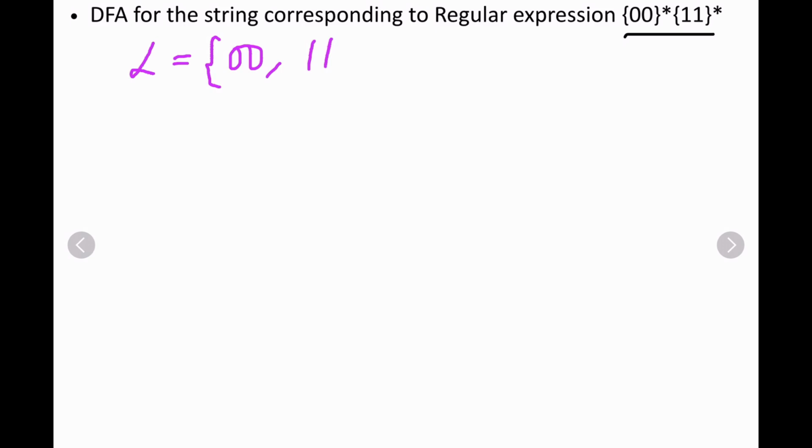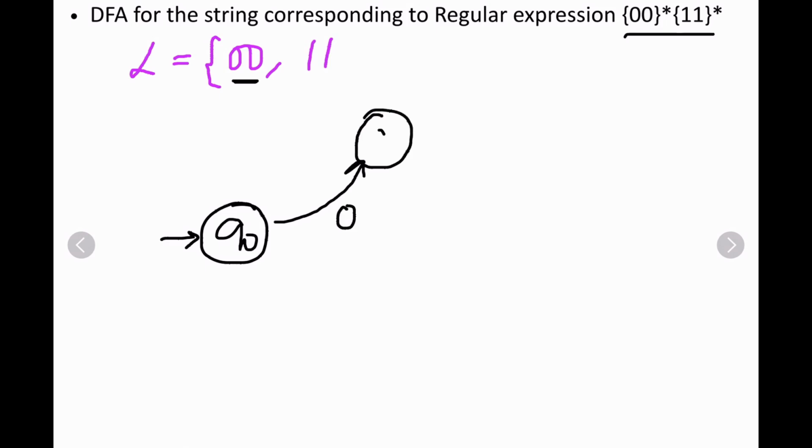First you have to construct the minimal basic skeleton for these strings. I'll start with the starting state q naught and make it an accepting state. On 0 it goes to q1, then on 0 again, which is the final state here? Q naught itself.